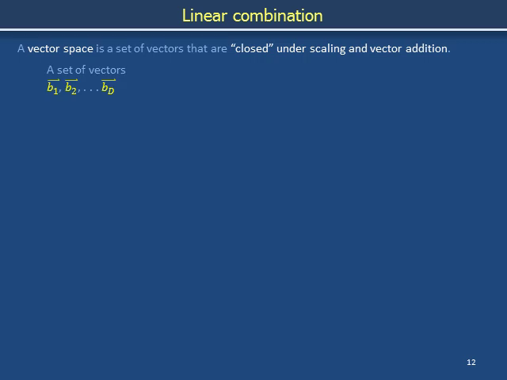Consider a set of vectors b1, b2, and so on up to bd. For example, here's a yellow vector and an orange vector, so d equals 2. A linear combination is an addition of vectors that have individually been pre-stretched by the scaling factors c1, c2, and so on up through cd.